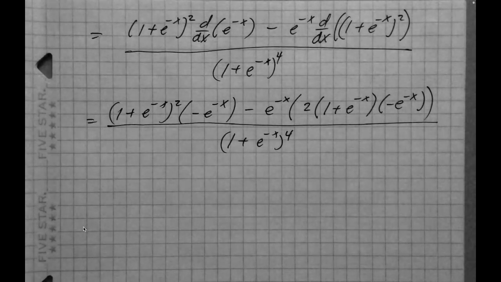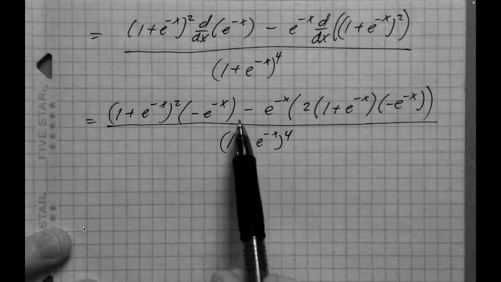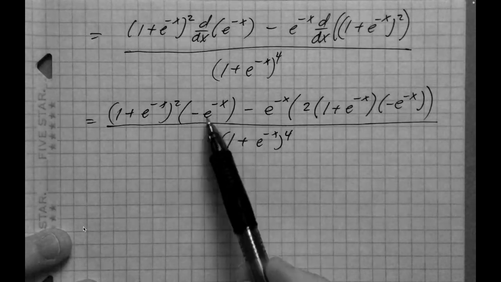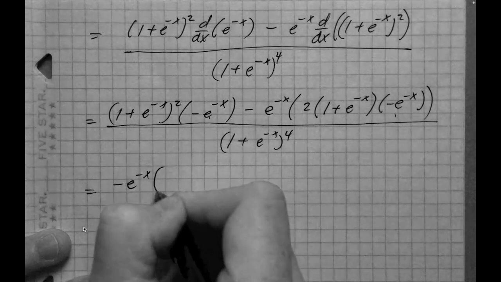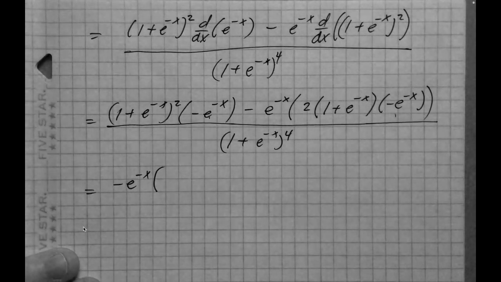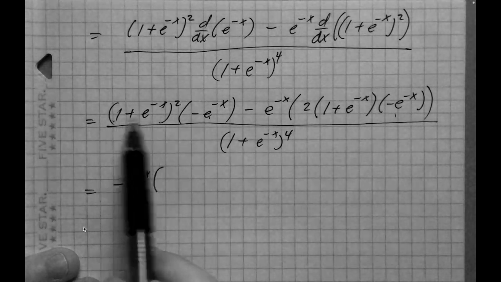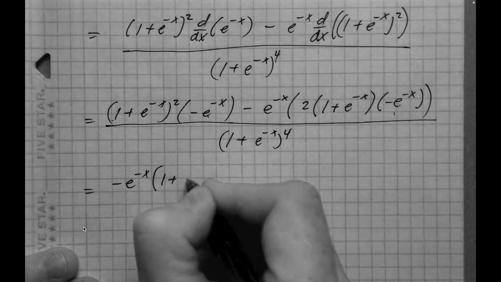Okay. All right, now we've got to do a little cleanup here. So I can factor out the negative e to the negative x. Okay, so I can do that. And I can also factor out 1 plus e to the negative x. I'll do that too.